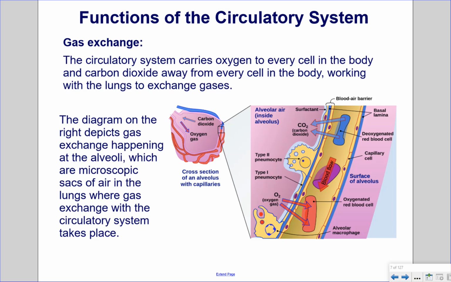Functions of the circulatory system. Gas exchange. The circulatory system carries oxygen to every cell in the body and carbon dioxide away from every cell in the body, working with the lungs to exchange gases.